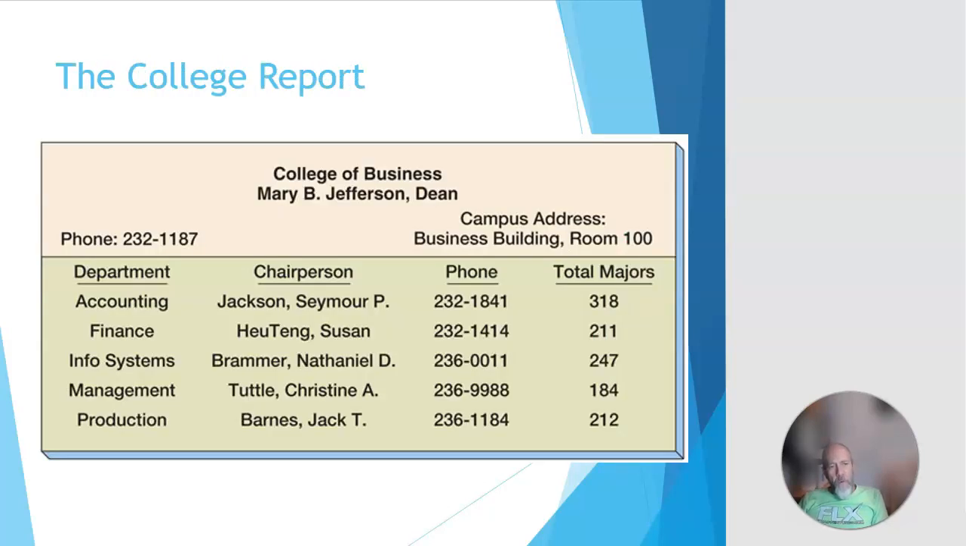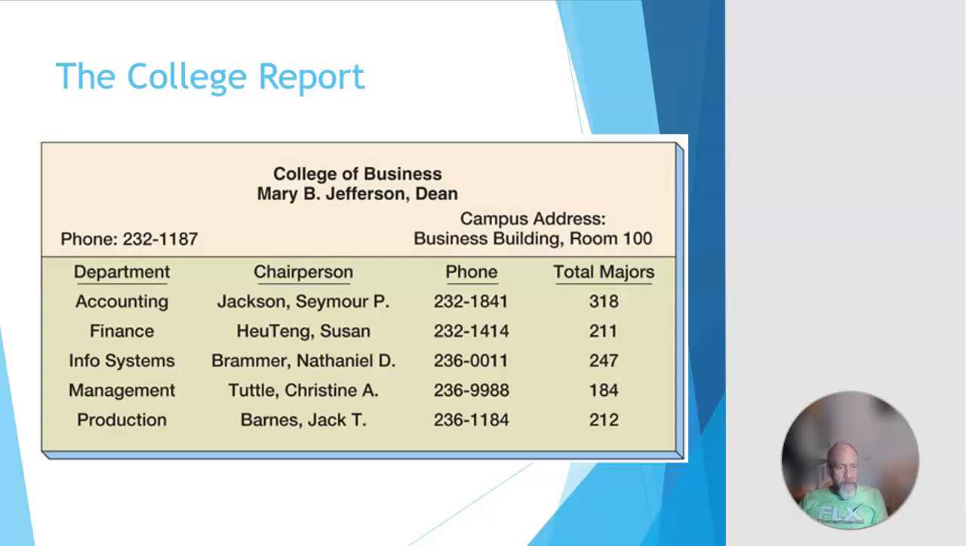Like in this case, you have a report here, and you're going, okay, well, I can obviously see that I have a college. It's got a dean. It's got an address. It's got a phone. It's got multiple departments, each with chair people, with phones, and total, and it's got a number of majors. Now, that would be essentially in this case, how many students do you have in the major?